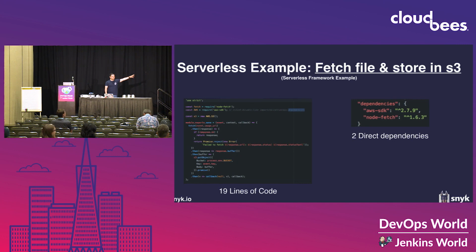Any guesses? 9? 8? 19. So 17 indirect dependencies. In total, 19 dependencies. Not too bad for an NPM-like application.